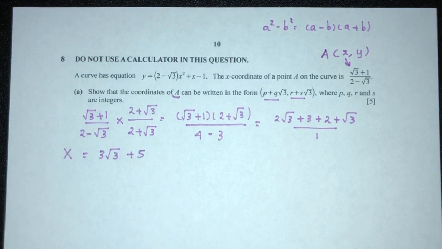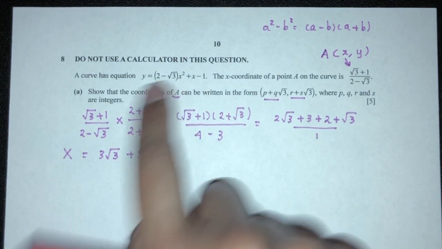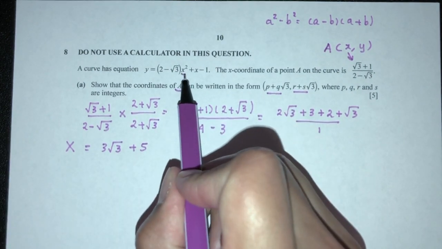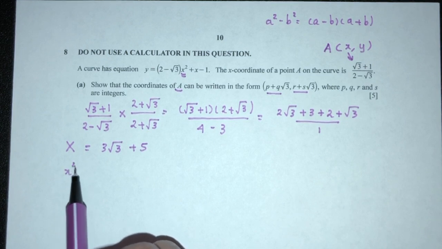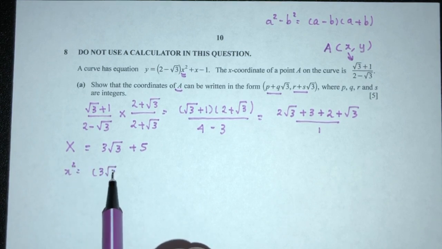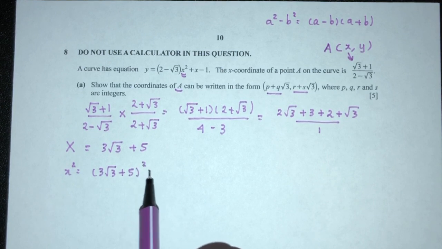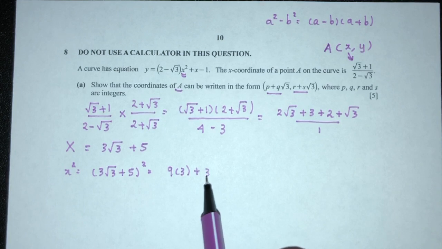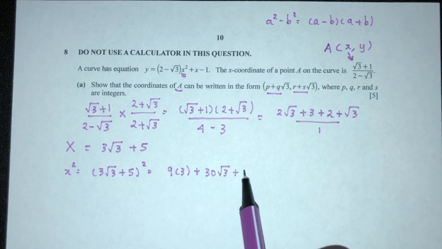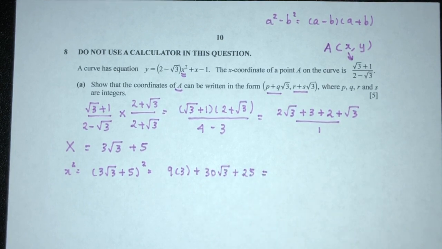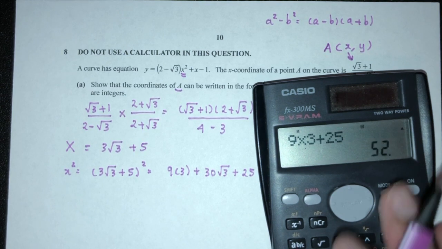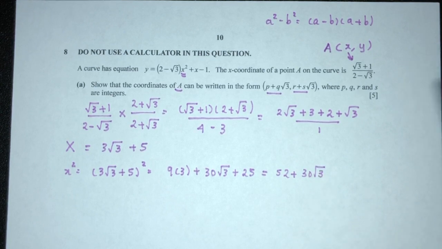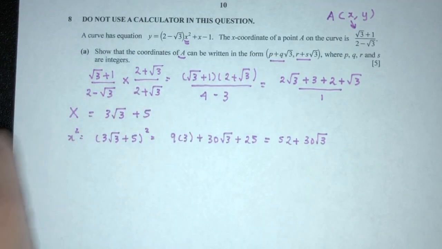Now to find the y value, we have to substitute back into the equation. As you can see, we have x squared. So let's find the value of x squared. That will be (3 root 3 plus 5) squared, which is 9 times 3 plus 30 root 3 plus 25. 9 times 3 plus 25 is 52, so x squared is 52 plus 30 root 3. So we place it back in the main equation to find the value of y.